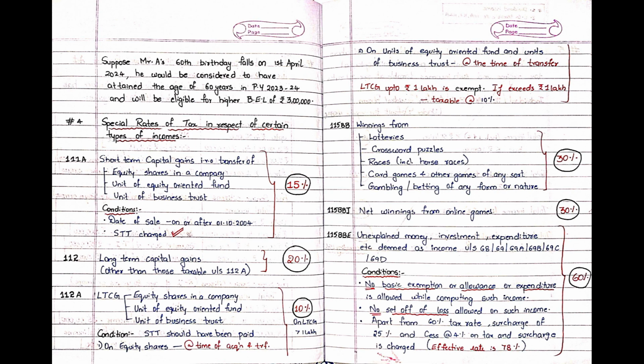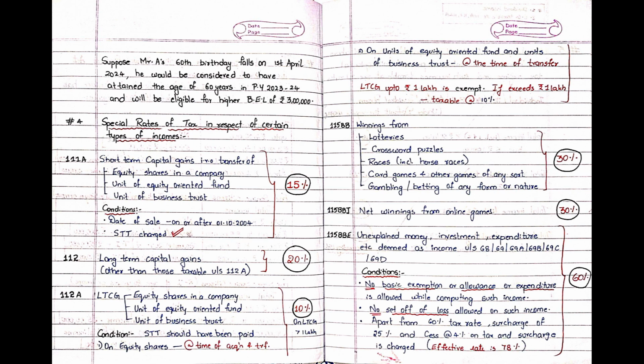I repeat again, on transfer of equity shares in a company, units of equity oriented fund, and units of business trust, the assessee has earned some short-term capital gain amount. On such amount, 15% tax rate is levied only if STT is paid, and at the same time, the date of sale should be on or after 1st October 2004.